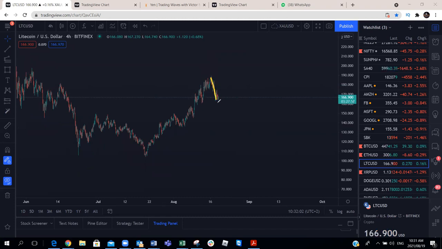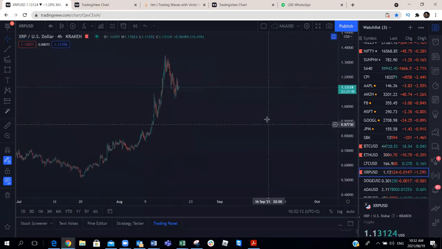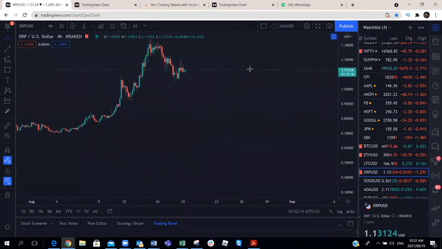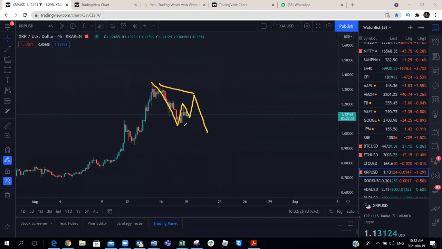Litecoin moved down here, should get a pullback sometime. So we'll be expecting pullbacks like that. XRP, it's a strong move to the downside. We could get a structure like this on XRP, a move like this. So we need to see a deeper correction all around. They've been on an uptrend since the beginning of July. Let's see how this is going to play out.